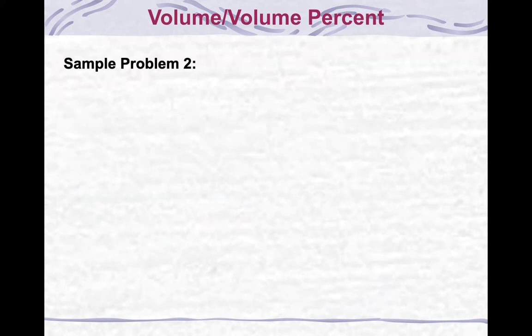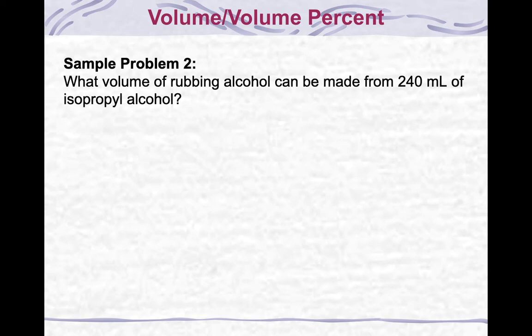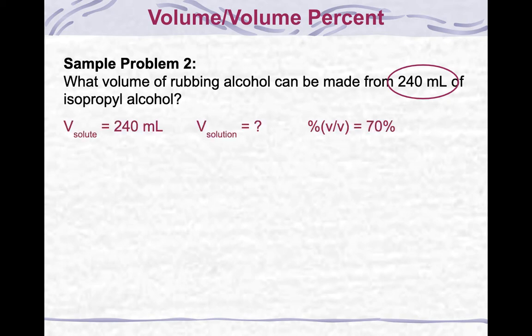So now let's look at another problem. What volume of rubbing alcohol can be made from 240 milliliters of isopropyl alcohol? So we have this 240 milliliters, and then we're using the concentration that we just calculated in sample problem 1. So the volume of the solute is 240 milliliters. We need to find the volume of the final solution, and we have the percent, 70%.